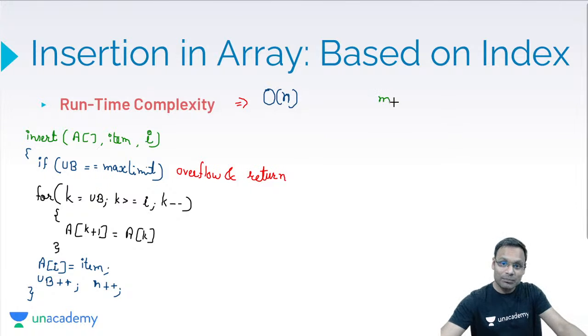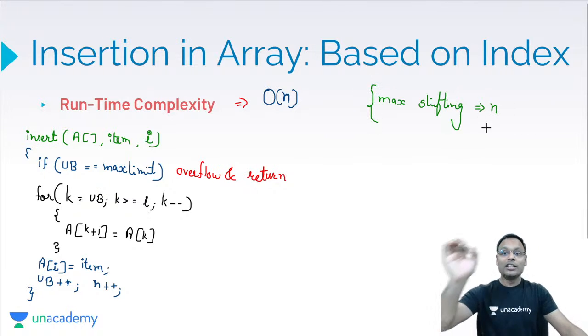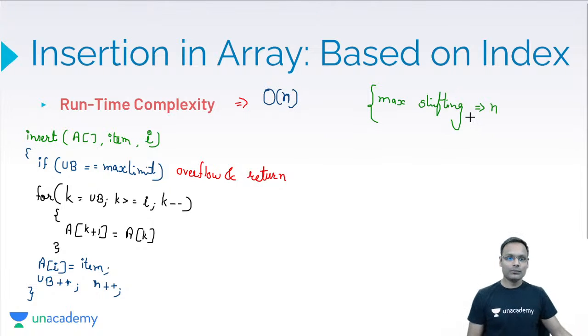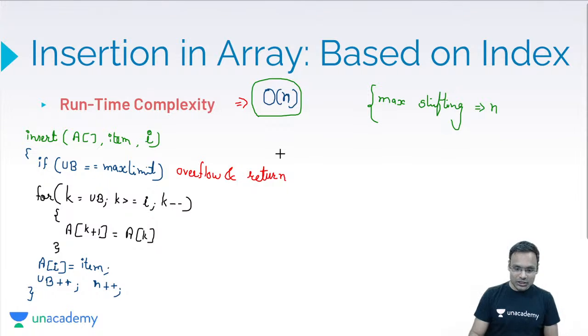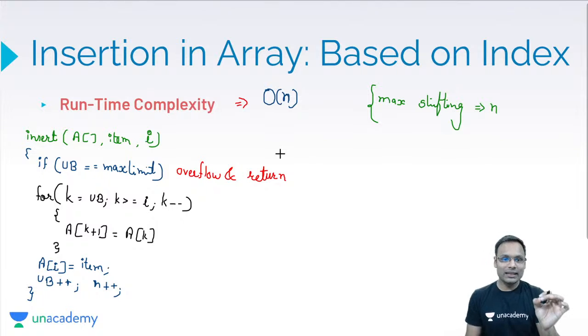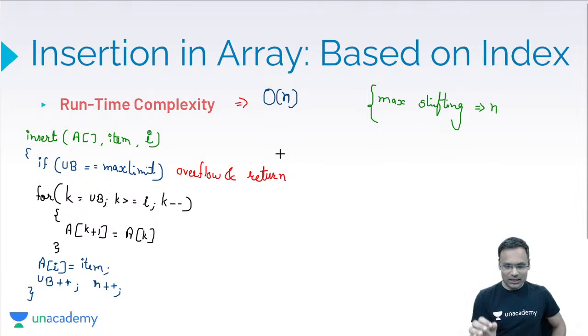Exactly. Maximum shifting will be equal to n, but it is possible that we have fewer shiftings than n. It is possible that we don't have any shifting. So in that case, big O of n justifies our algorithm's complexity in the best way. Understood this? So what I'm saying is that at most the shifting will be done n times. Not always. That's why big O of n.